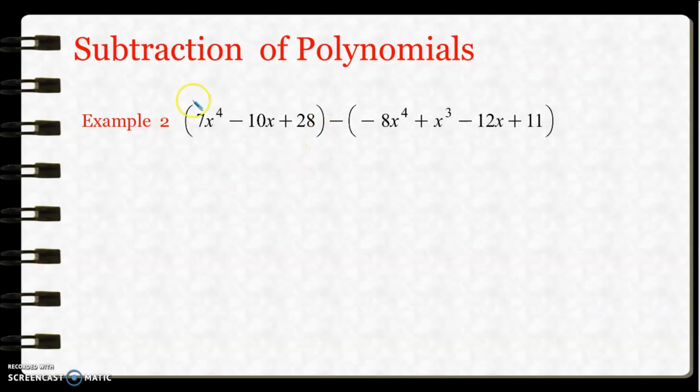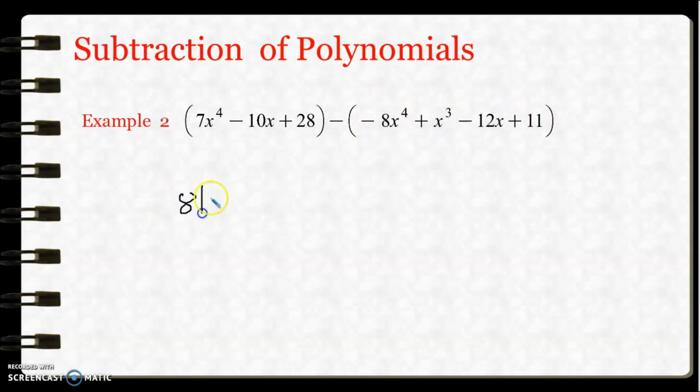Example 2, the polynomial 7x to the fourth minus 10x plus 28 is to be subtracted by the polynomial negative 8x to the fourth plus x cubed minus 12x plus 11. So dito, makikita nyo dyan, tatlong terms to, ito apat. So pwede ba yun? Yes. Basta remember yung rule natin, change the sign of the subtrahend. So we rewrite the given polynomials in vertical format. So, change na natin yung sign ng bawat isa dyan sa subtrahend.